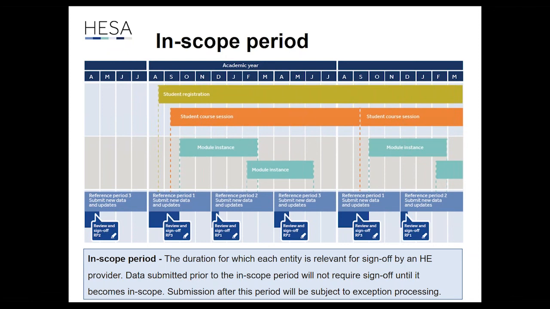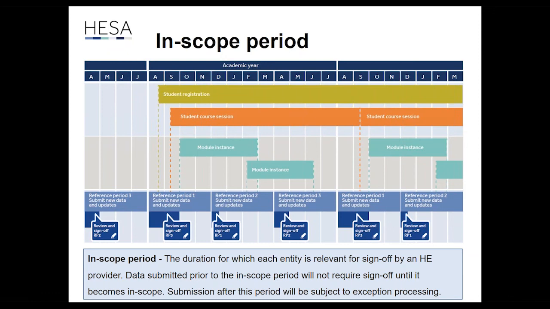So in theory, when you sign off your data during a reference period, say a student's completed a year of a course and you give us all the details about that year of that course and sign it off, and that has now finished, so the end date of that is in a previous reference period, in theory, that's done and dusted. It's all correct, you got it right the first time. However, we know there may be cases where corrections need to be made to that data.